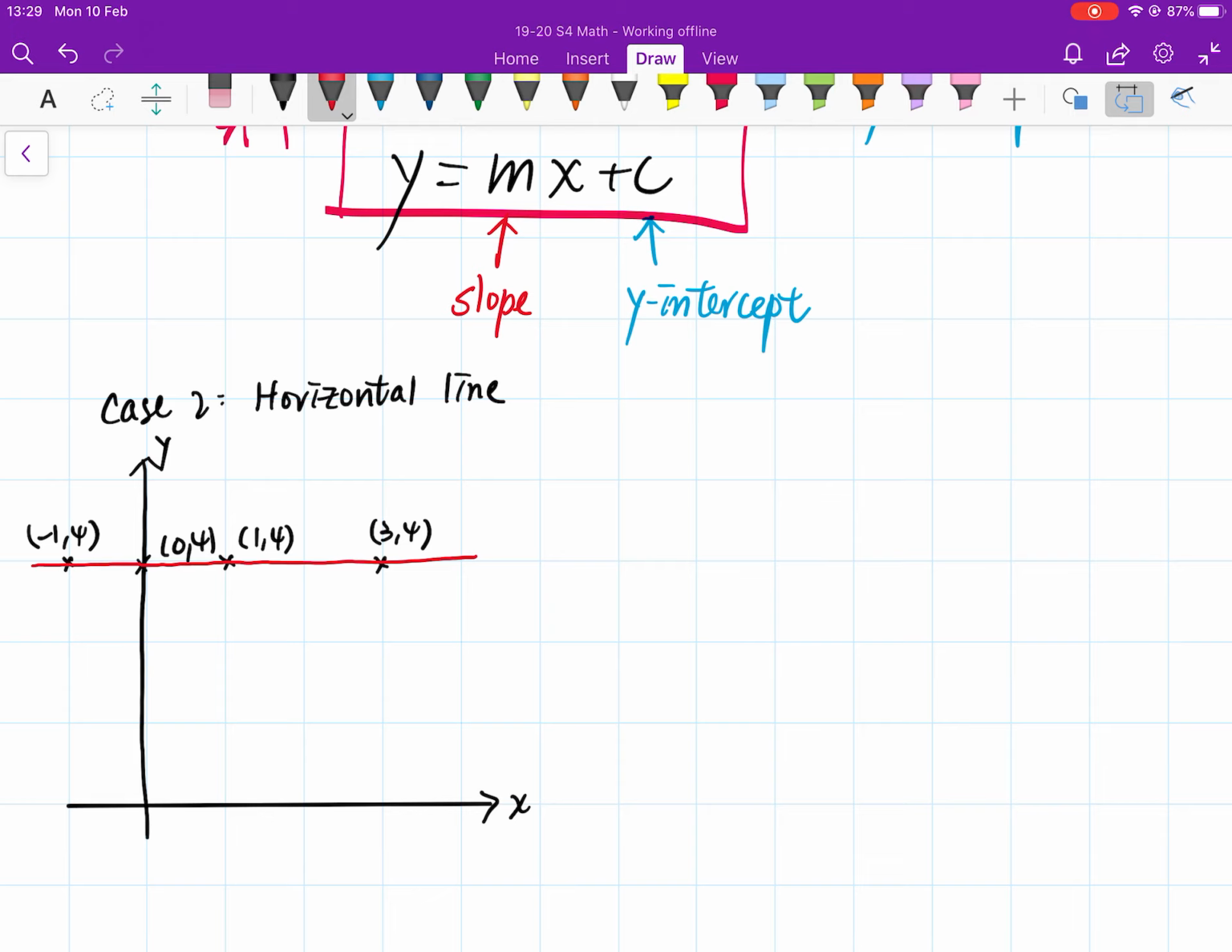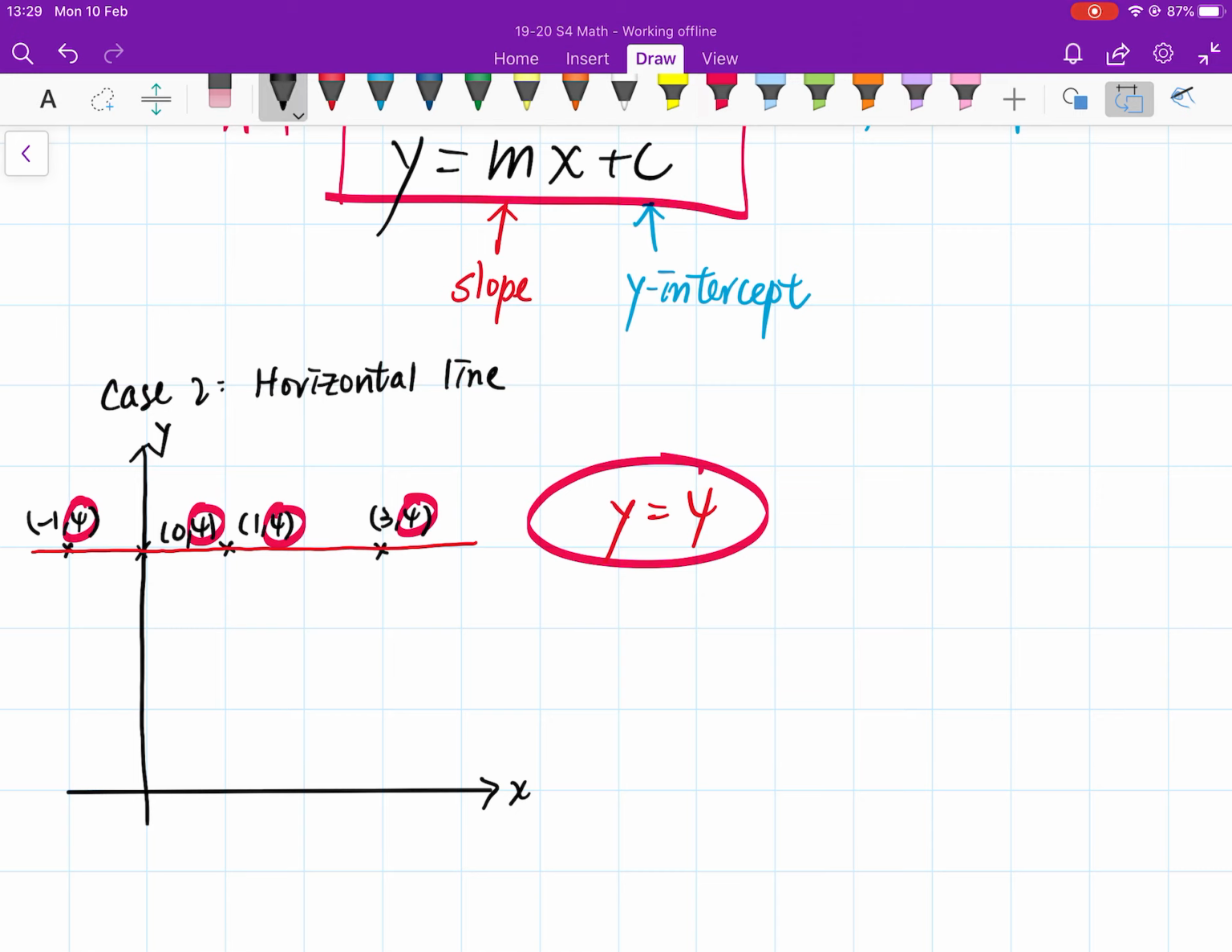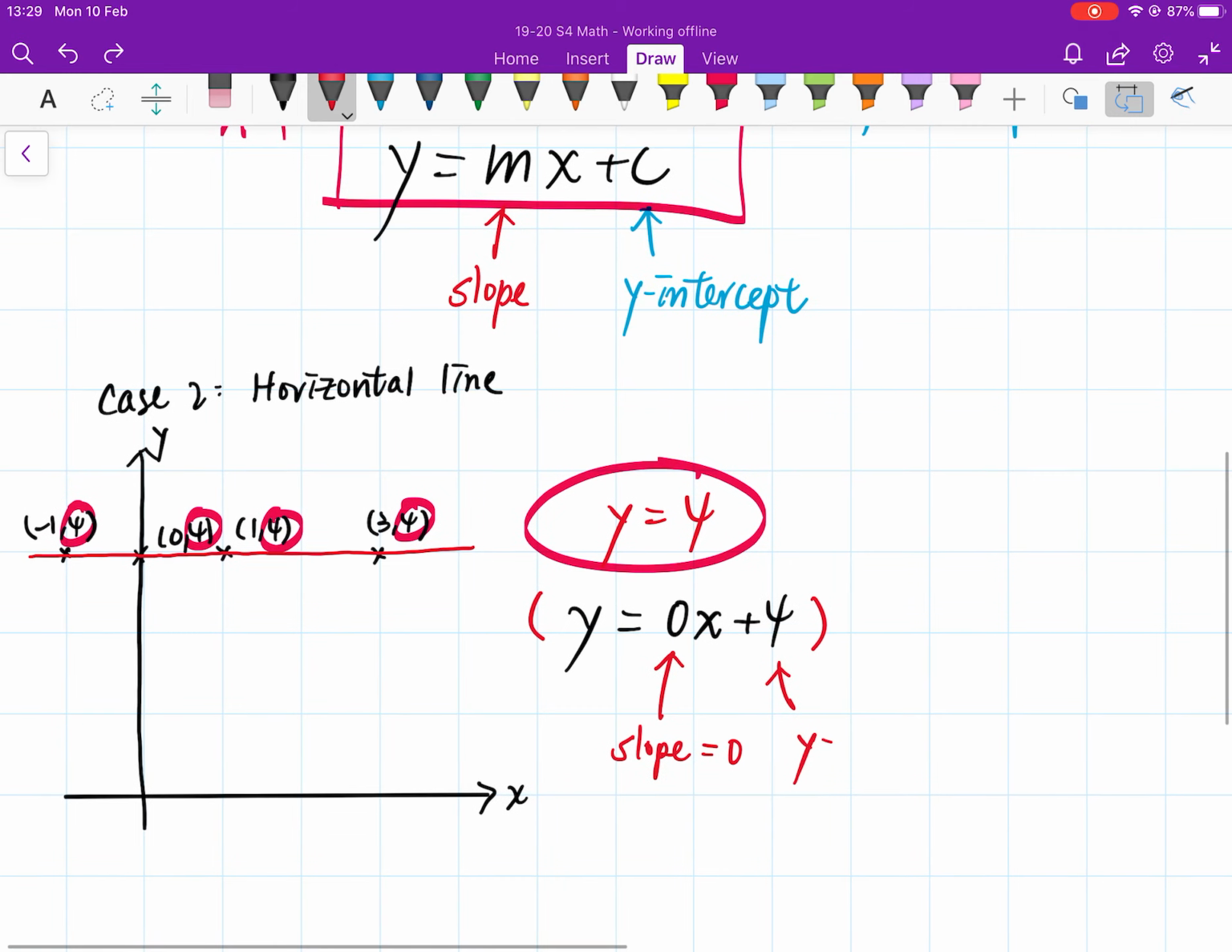But how can we represent this horizontal line? We can directly take a look at the coordinates. As you can see, these 4 coordinates have a y coordinate of 4. Therefore, we can say that it is y equals to 4. If we look at it in another way, y is equals to 0x plus 4. That means the coefficient of x is 0, so the slope is equal to 0, and the y-intercept is equal to 4.